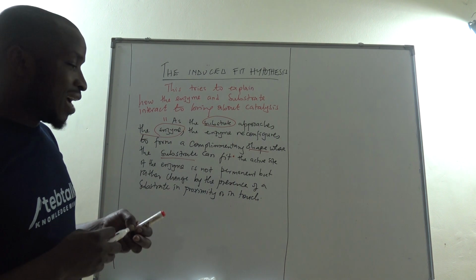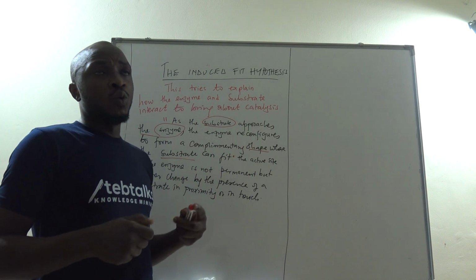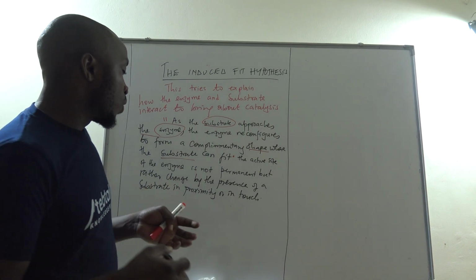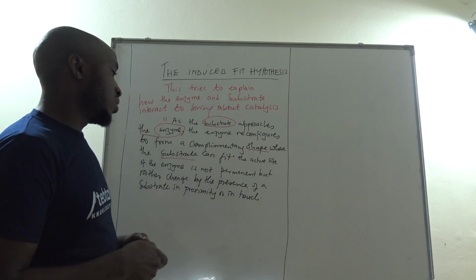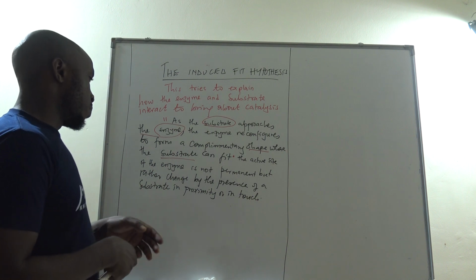Once the substrate touches the enzyme, then the enzyme will adjust, just like how the amoeba does. When the amoeba gets into contact with a food particle, it readjusts itself such that it can engulf the food particle.